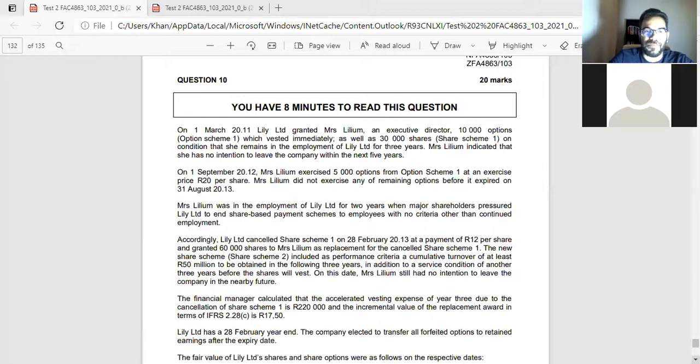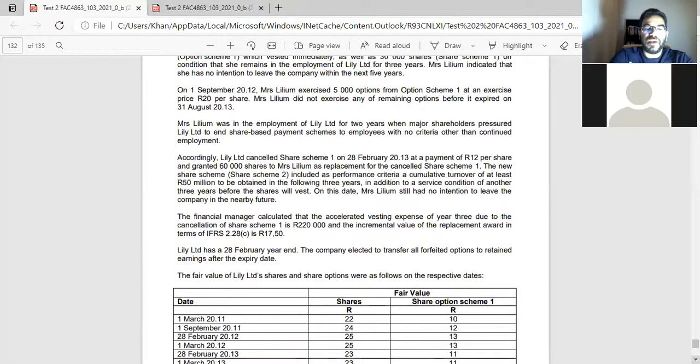That is paragraph 1. Now we come to paragraph 2. So remember, it's important to keep your financial year straight. Our financial year is running 1 March to 28 February. So our first year was 1 March 2011 to 28 February 2012. Here they say 1 September 2012, so that is in the second financial year. On 1 September 2012, Miss Lilliam exercised 5,000 options from the option scheme 1 at an exercise price of 20 Rand per share.